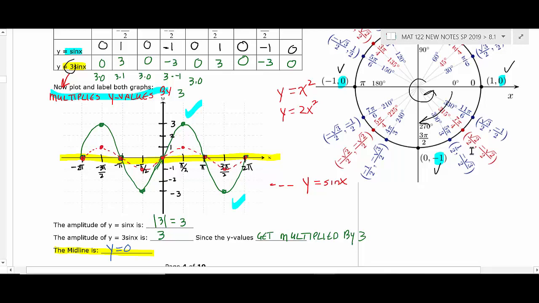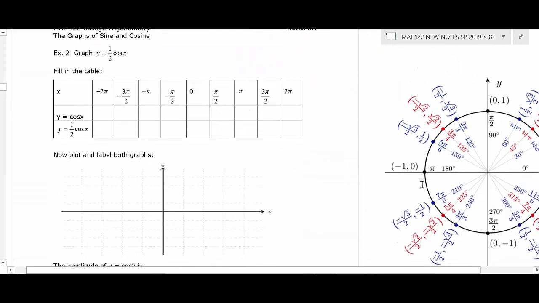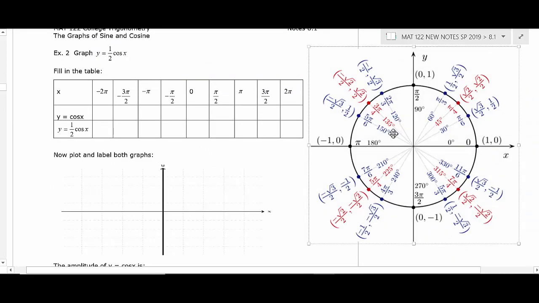So let's move to page 5 and work a little bit more with this. Okay, the next one we're going to do is the graph of y equals 1/2 cosine x. And we're going to kind of start up the same way. The cosine is the x values on the unit circle. So we're going to fill out the table like this. So let's start at 0. The cosine of 0 is 1, of course.